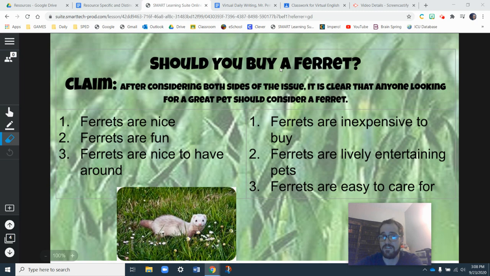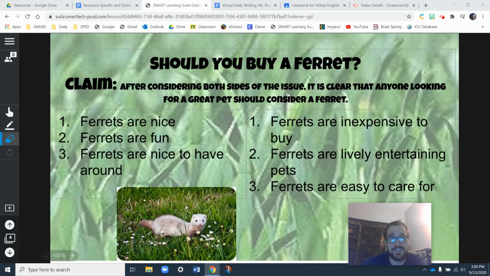should you buy a ferret? That's the question. My claim is, after considering both sides of the issue, it is clear that anyone looking for a great pet should consider a ferret. If you don't know what a ferret is, this is a ferret. It's a rodent type animal. A lot of people have had them before. Some people have never seen them, thinking that they're like really big hamsters or like a small weasel. They're pretty cool pets, I'm not going to lie.